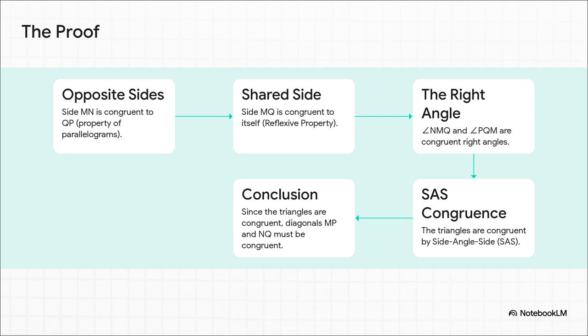And because the triangles themselves are congruent, all their matching parts have to be congruent too. Which leads us to the grand conclusion in step 5. The diagonal MP must be congruent to the diagonal NQ. It's just a perfect chain of logic.